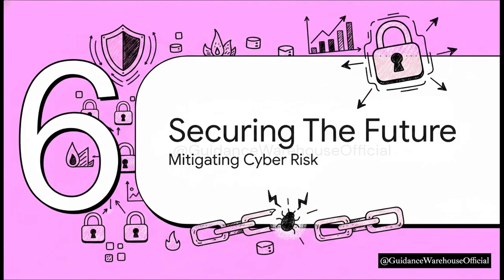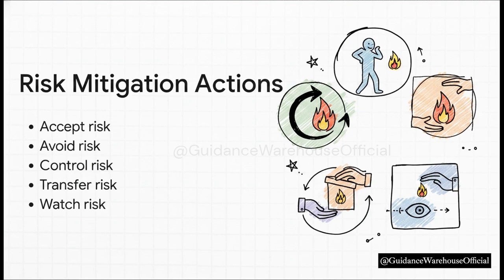Section 6. Securing the future. Mitigating cyber risk. Now, let's connect all of this to real-life decisions. When a project manager faces a recognized threat, they have a few specific actions they can take. You can accept the risk, if the impact is so incredibly small it barely matters. You can avoid it entirely by changing your project plans altogether.